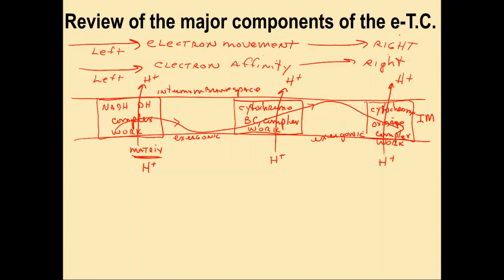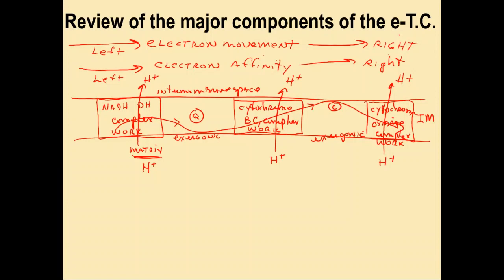All exergonic. Okay, and of course, in order to move from one pumping complex to the next, we need some carrier molecules. And so we have a carrier molecule in between the first pumping complex and the second pumping complex, known as ubiquinone, otherwise sometimes called coenzyme Q. And then we have another mobile carrier known as cytochrome C that will take electrons one by one from the cytochrome B1 complex to the cytochrome oxidase complex.